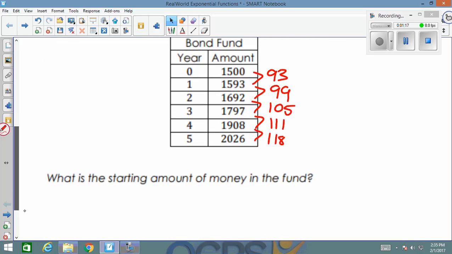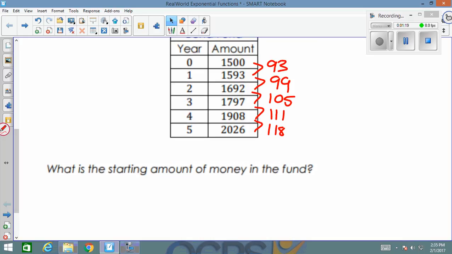Okay, it says, what is the starting amount of money in our fund? And our starting amount would be $1,500. It's the point when x is 0 all the way up here at the top. That's our initial value.